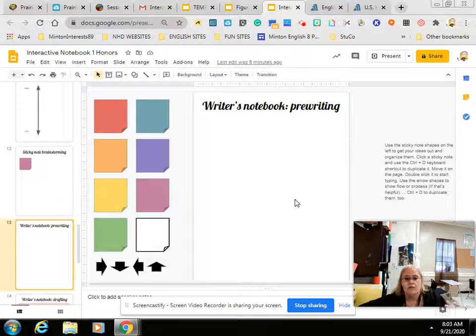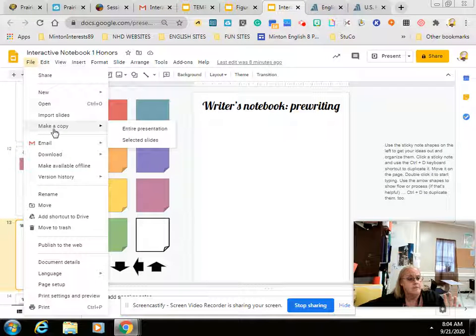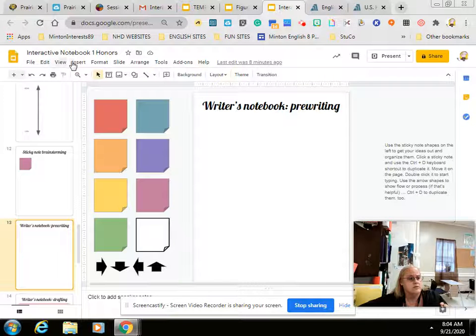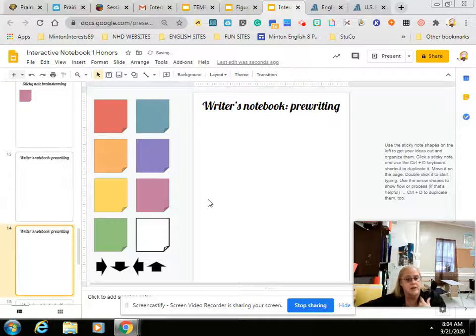topic. Remember to make a copy of the slide. All you need to do is make a copy of the slide. Slide, duplicate slide, and we'll give you a second one. So as many notes as you need to take, this is a great place to keep it, and we'll name it Interactive Notebook 2, and then it'll be English Settlement. So that's what we're doing today.